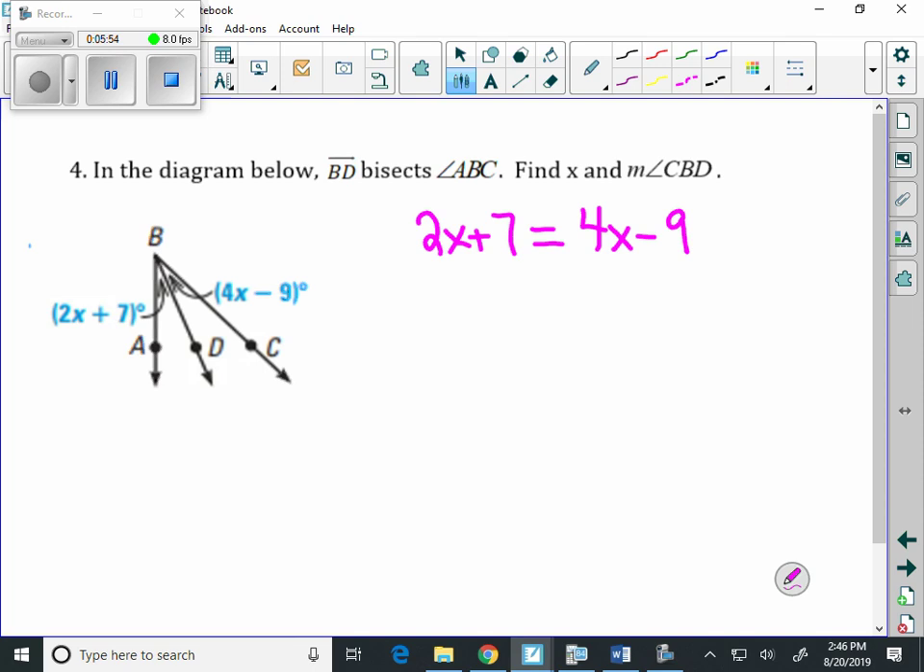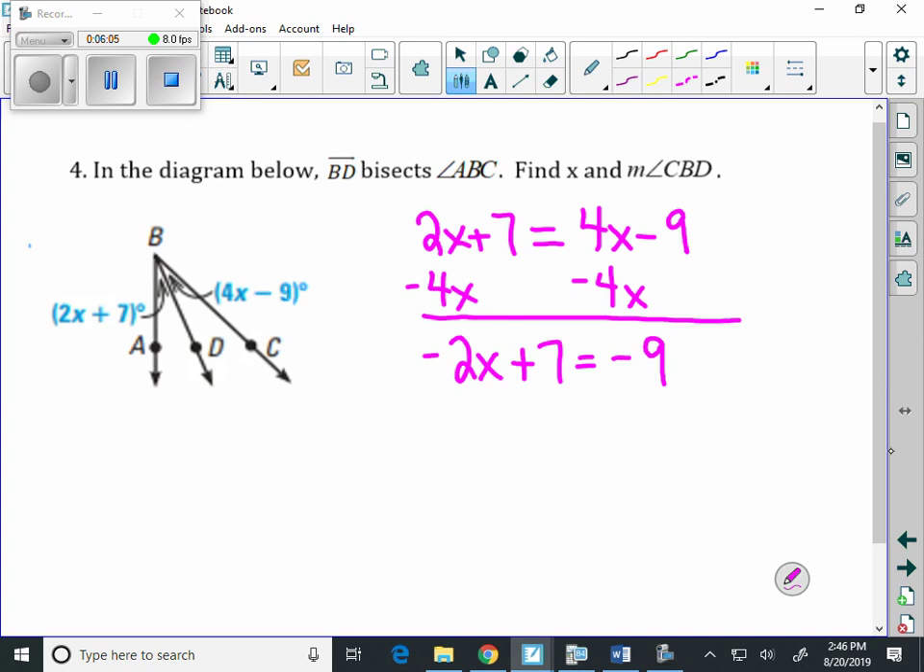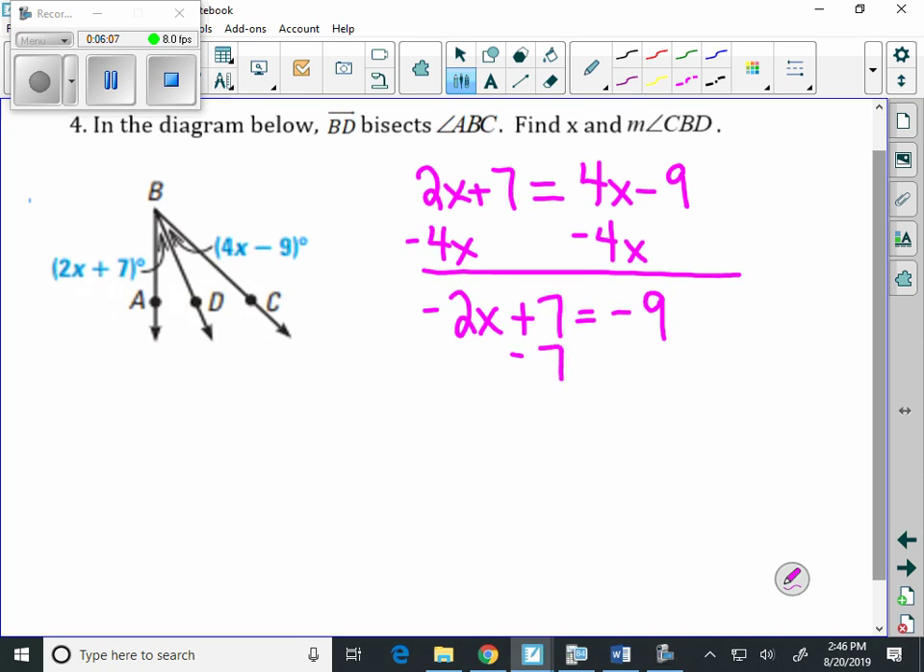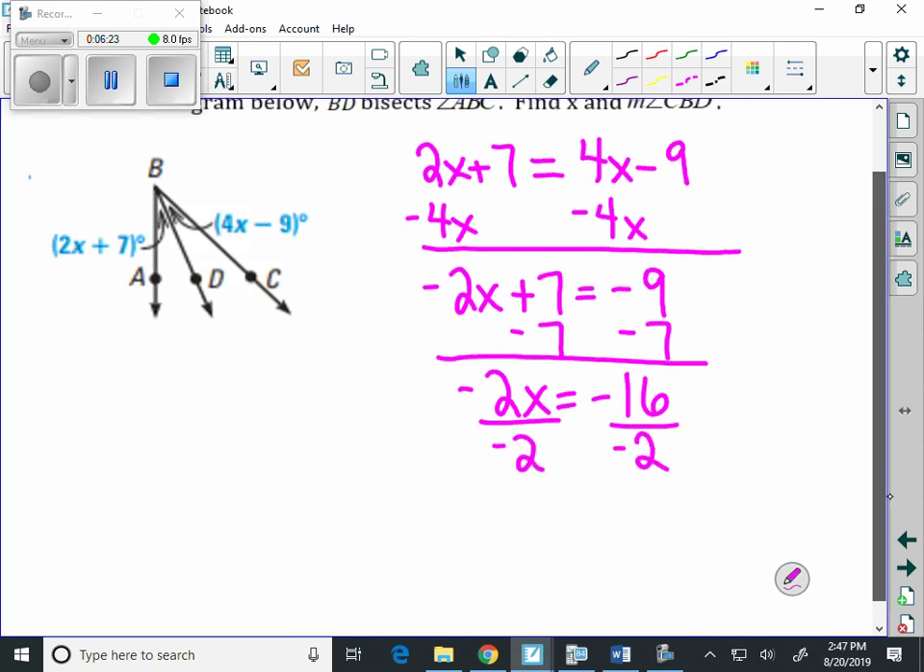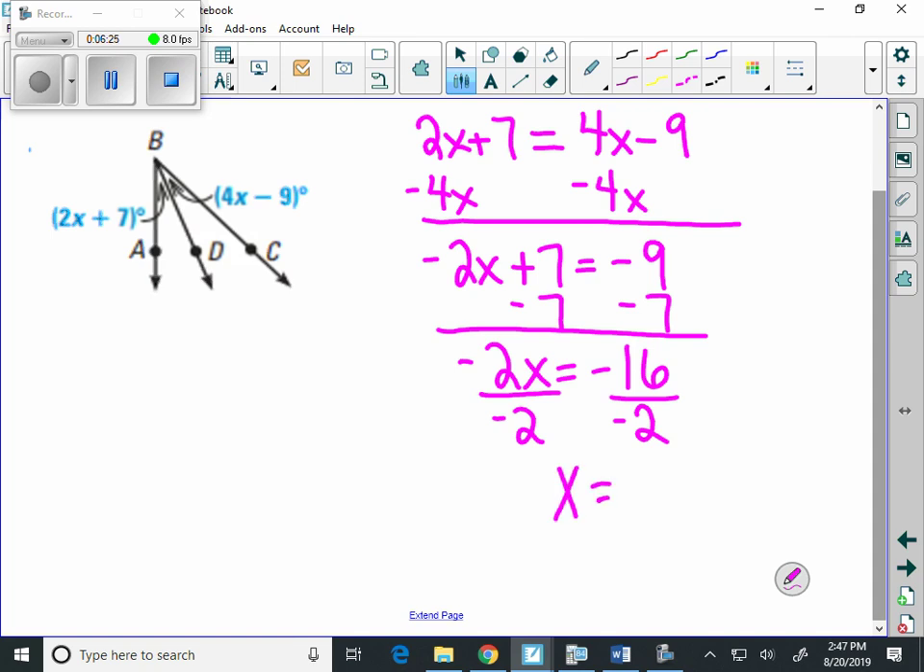I'm going to move my letter to the left. So we're going to subtract 4x from both sides. We get negative 2x plus 7 equals negative 9. And now we're going to move 7 to the other side. And we get negative 2x equals negative 16. And finally, divide both sides by negative 2. We need to undo the multiplication because negative 2x means negative 2 times x. And we end up with x equals 8.